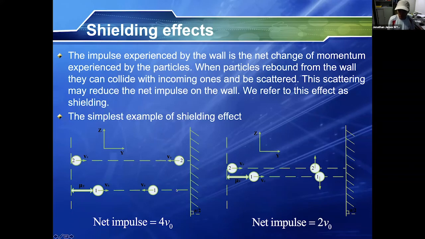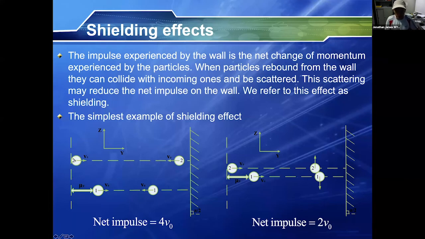Now, what's the impulse that the wall has exerted? It's twice the mass times the velocity. The velocity has changed from plus V to minus V. So this particle here, particle one, is exerted an impulse of 2mv, 2 times the mass times the velocity.